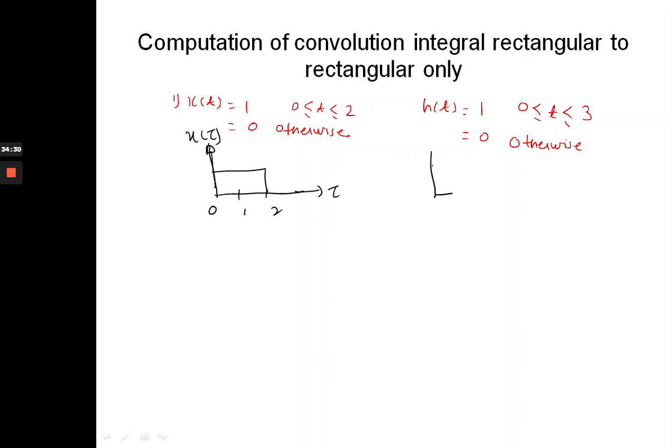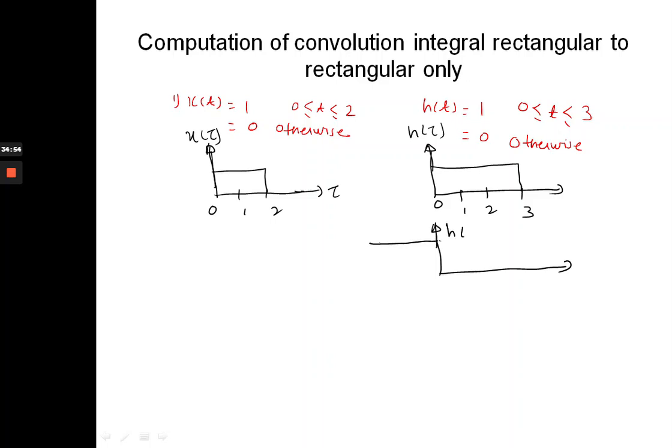Similarly, this is 0, 1, 2, 3. This is h of tau. Then fold one signal. If we fold this, then the folding of the signal is h of minus tau, and this is 3, 2, 1, 0.